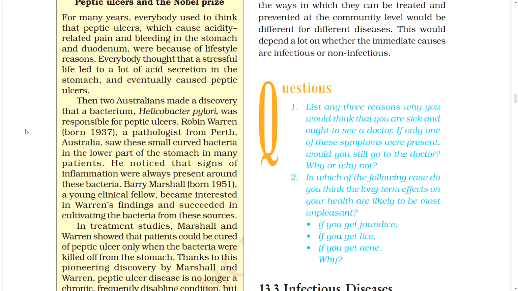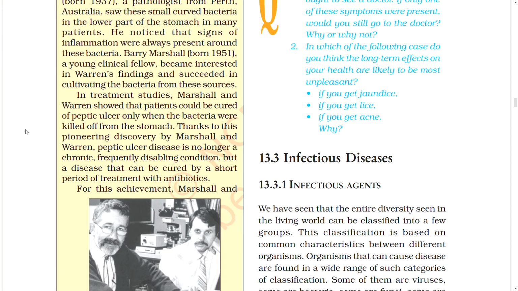Robin Warren, born 1937, a pathologist from Perth, Australia, saw this small curved bacteria in the lower part of the stomach. In many patients, he noticed that signs of inflammation were always present around this bacteria. Barry Marshall, born 1951, a young clinical fellow, became interested in Warren's finding and succeeded in cultivating the bacteria from these sources. In treatment studies, Marshall and Warren showed that patients could be cured of peptic ulcer only when the bacteria were killed off from the stomach.